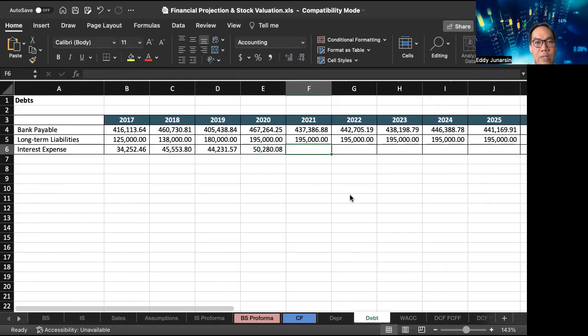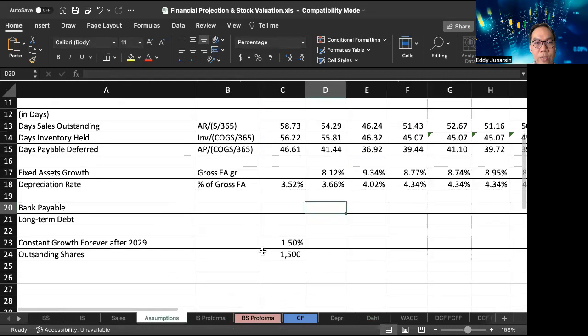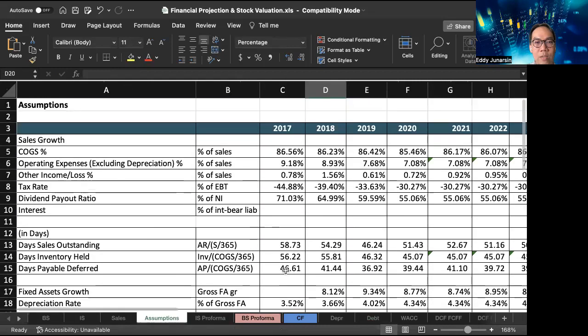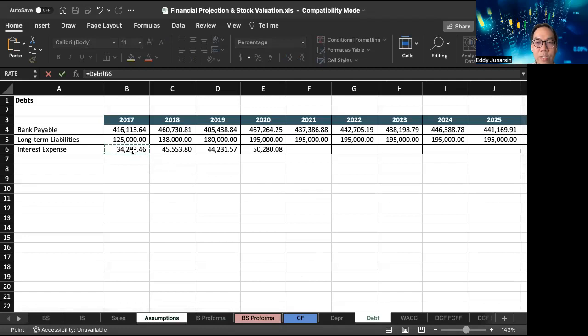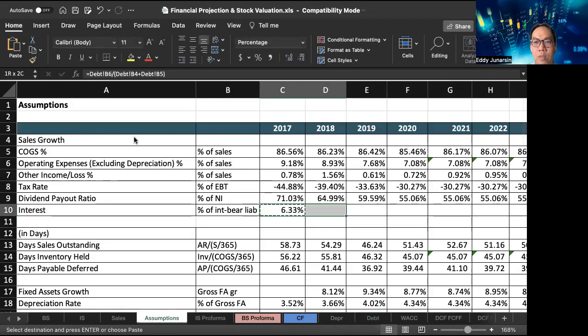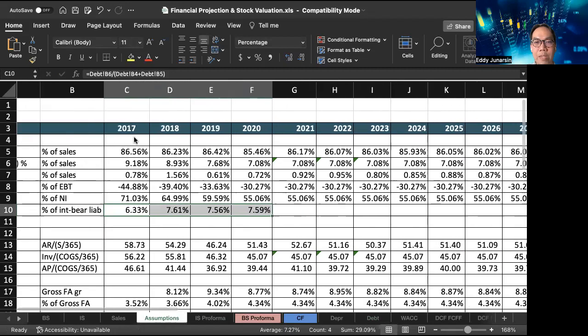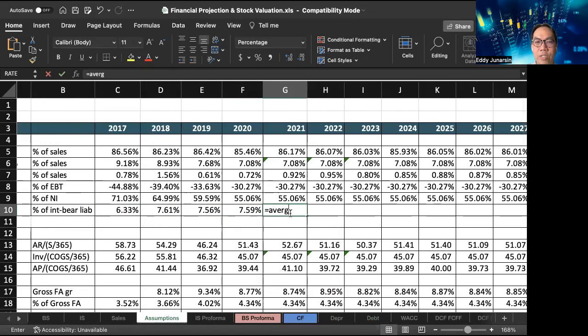So interest expense, let's find the ratio: interest expense as a percentage of interest bearing liabilities. So this one, the interest expense in 2017 divided by interest bearing liabilities, which are only two. Okay, and we might want to maintain the ratio, but again, the pattern is inconsistent. So I will do the moving averages.